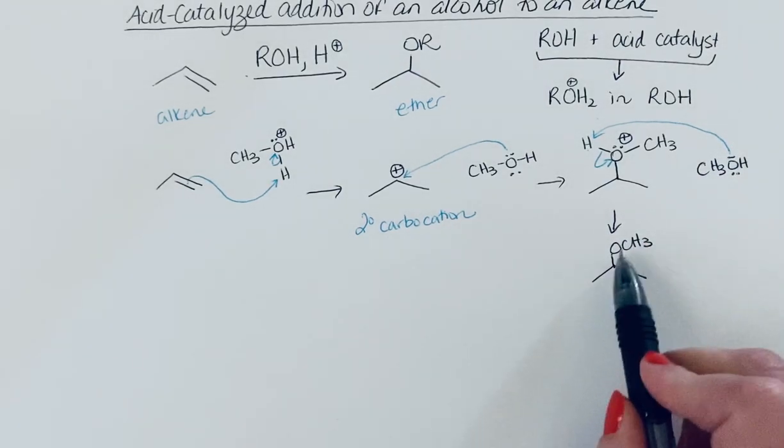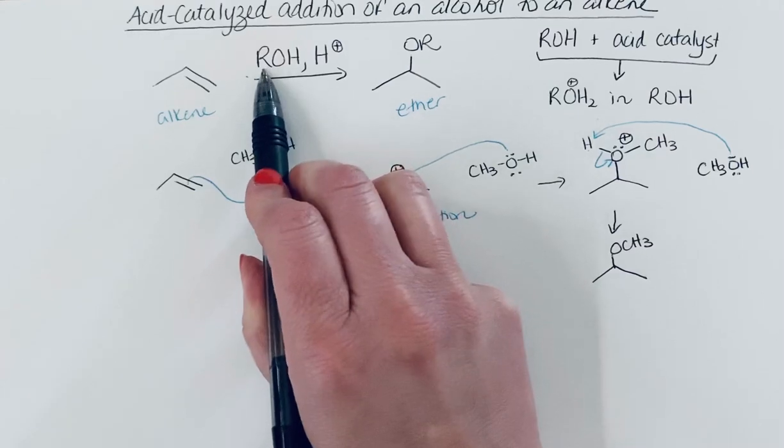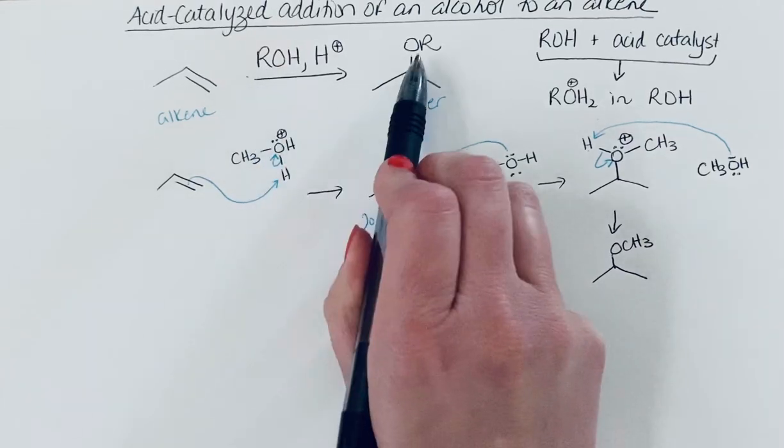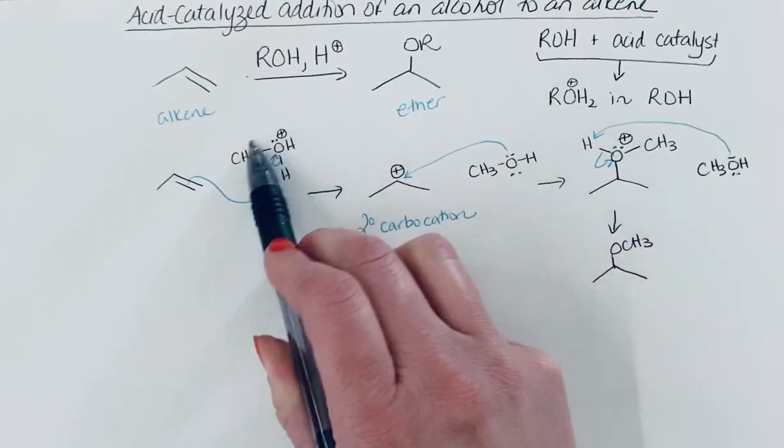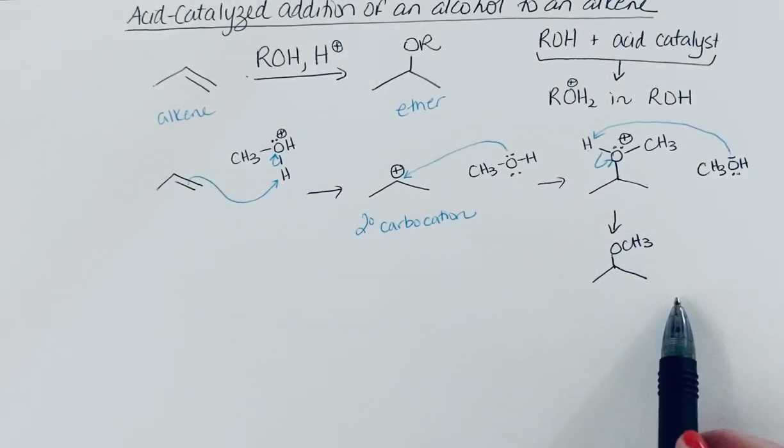So when you're doing this reaction, whatever the R group is of your alcohol is what is going to be on your ether. So if you start with methanol, you're going to get a methyl ether.